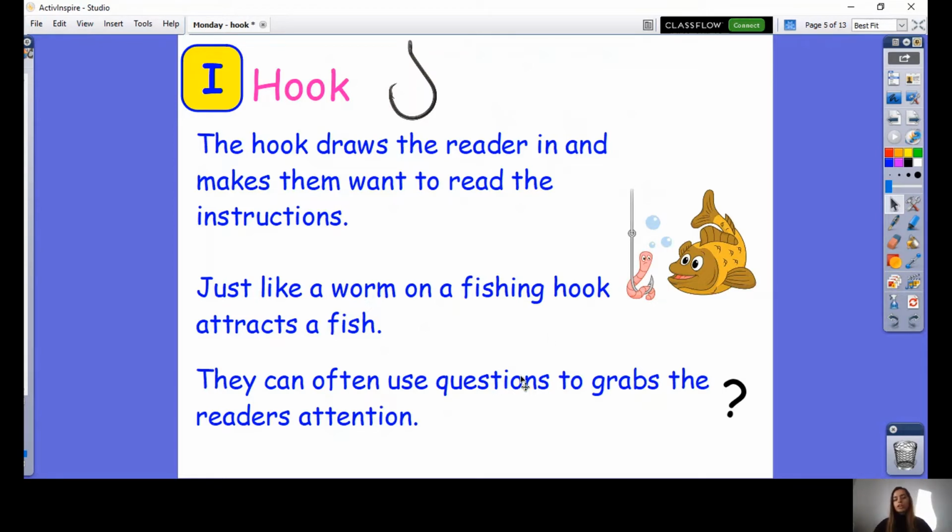They often use questions to grab the reader's attention. In our hook, it's, have you ever wondered how to make a delicious sandwich? Question mark. We need to think of what hook we could have in our instructions today to hook the reader in so they really want to make that disgusting sandwich.